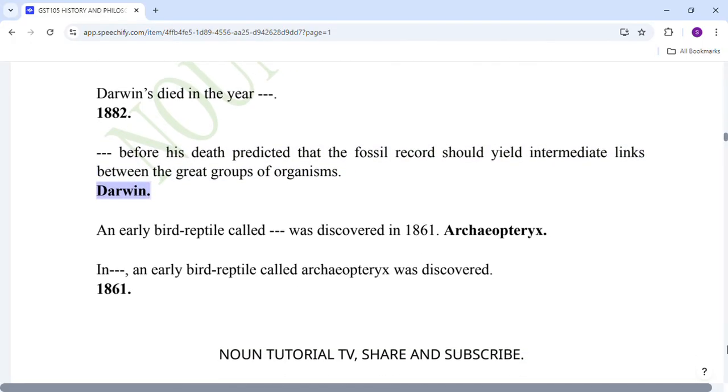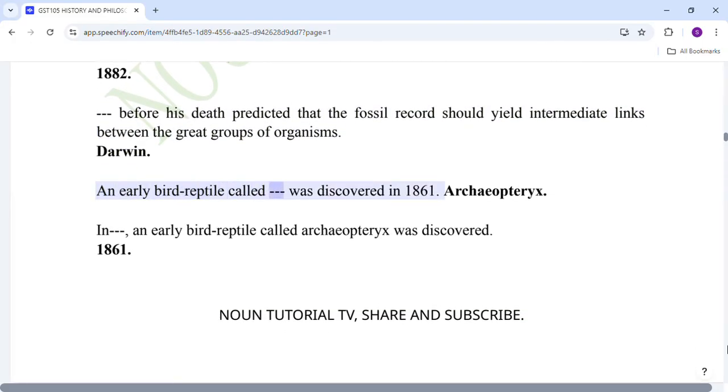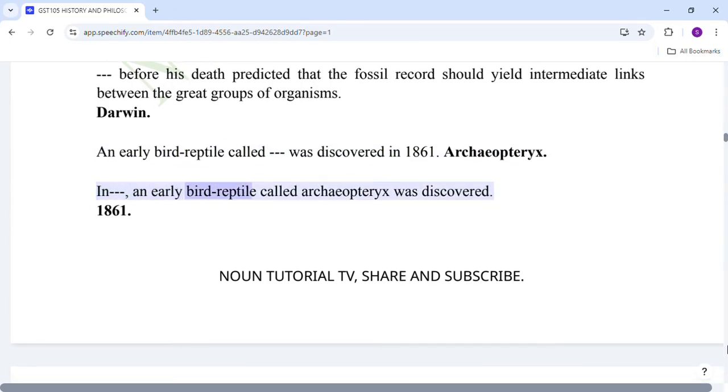An early bird reptile called Archaeopteryx was discovered in 1861.